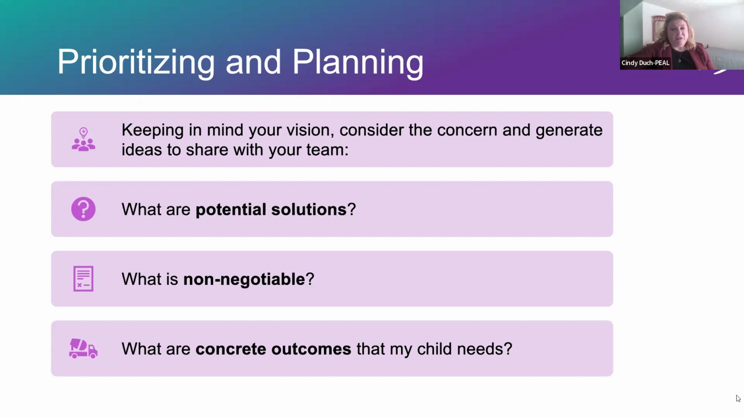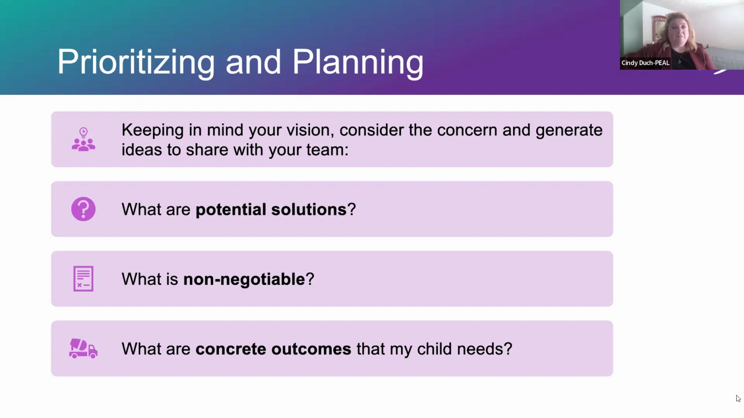So what are some potential solutions? And again, you don't have to have all this information. This is why we have people who are educated about the child themselves, which is you, and people who are educational professionals. And we look to them for ideas that they can bring to the team to help us figure that all out. What's non-negotiable? What are you not going to budge on?